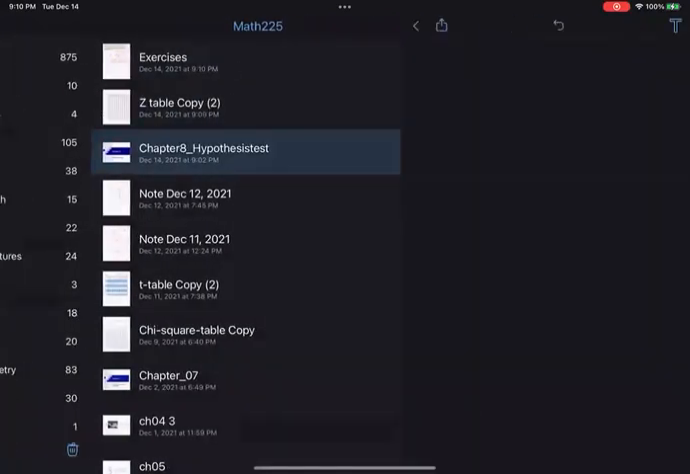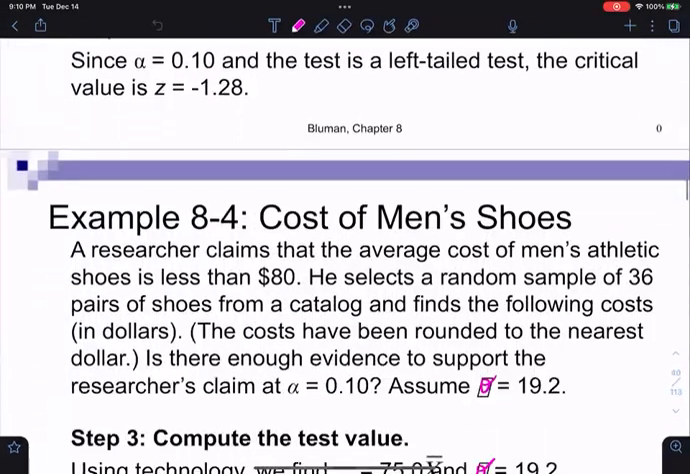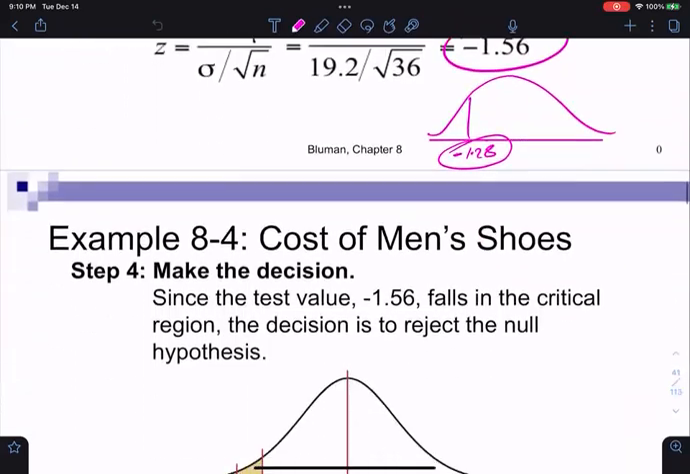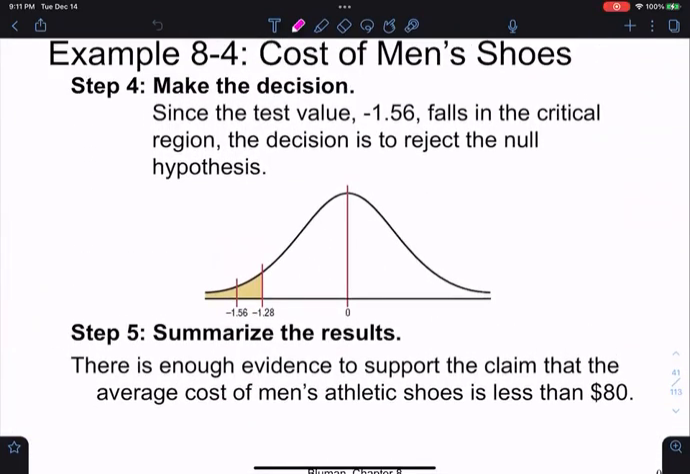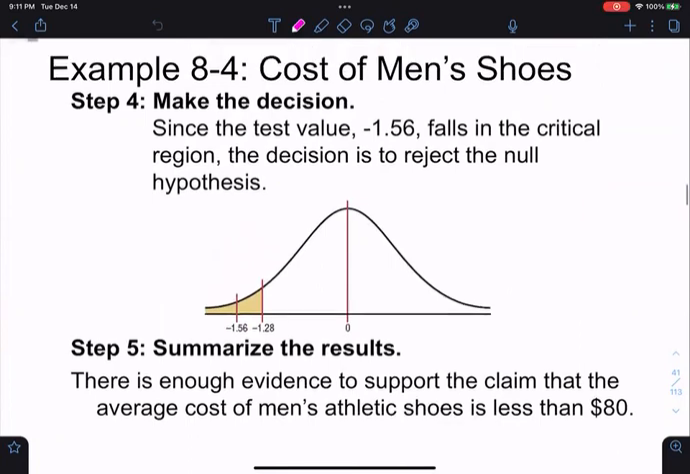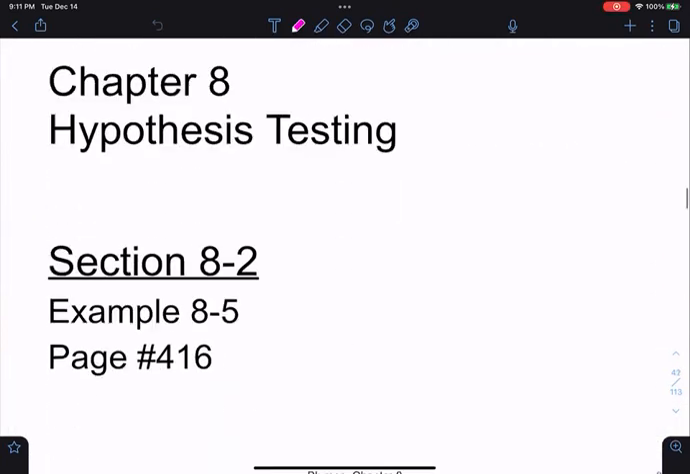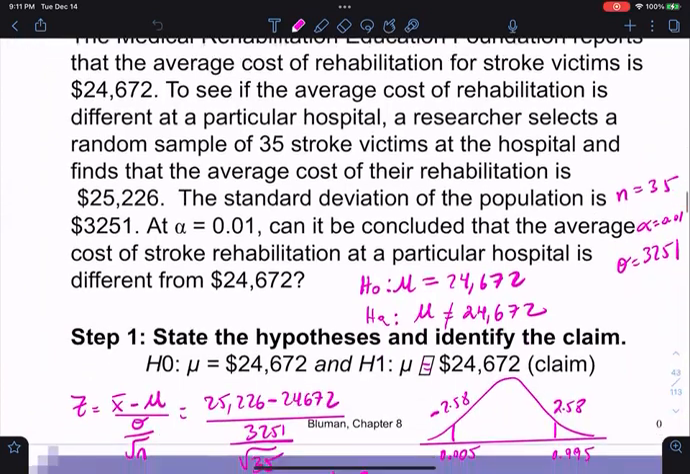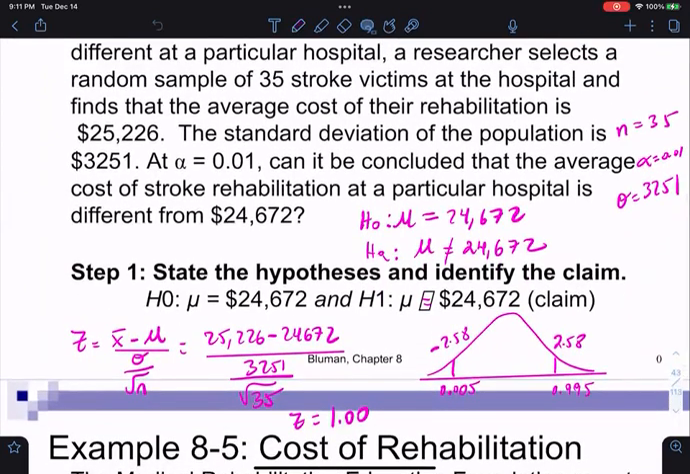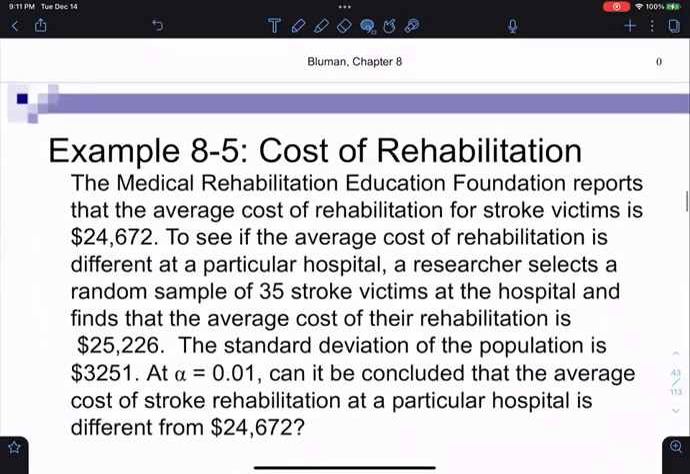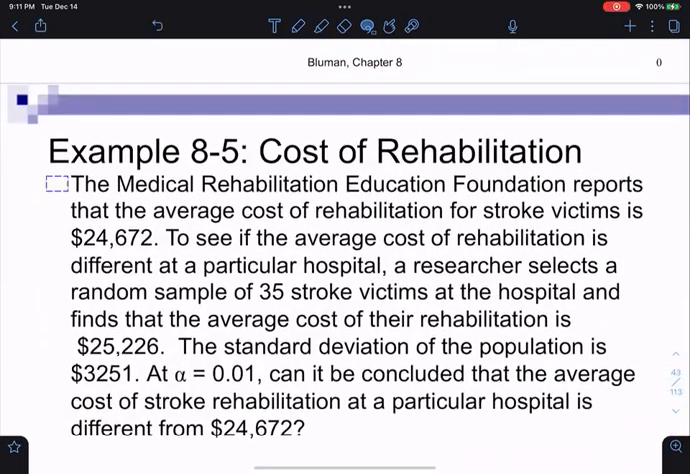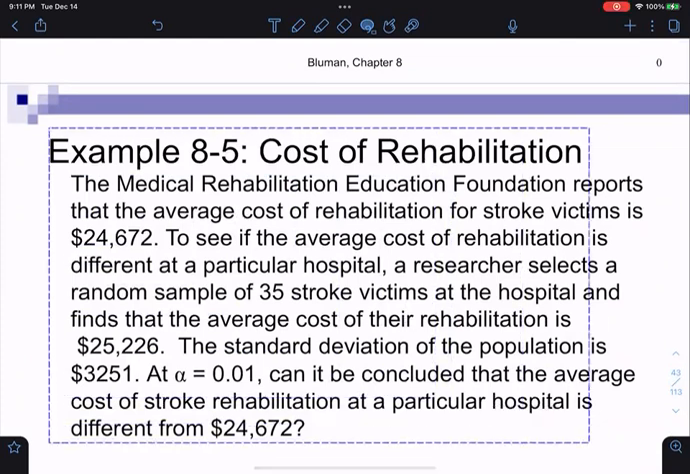So let's see what these people did. 81.56, and there's another evidence to support the claim that the average cost is the same thing, right? So we can do this right now. Let's write this here in the other sheet, and then after that we can practice these problems.